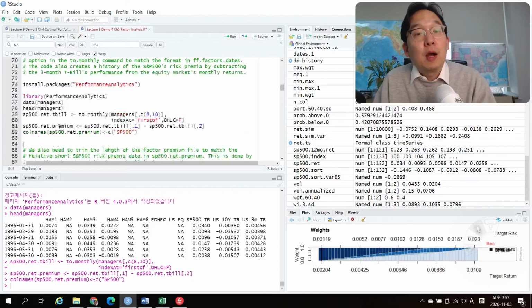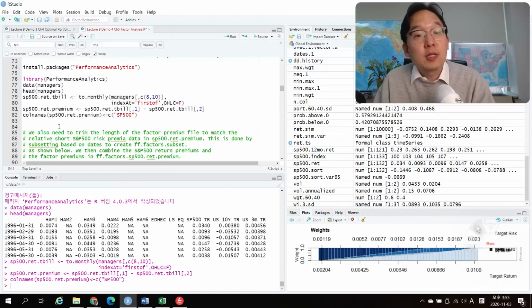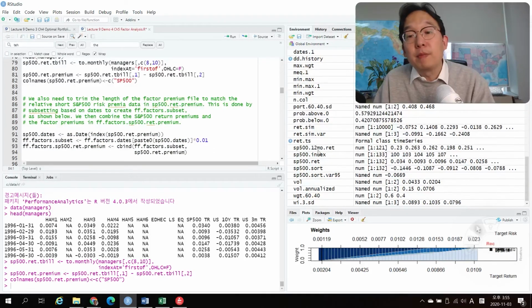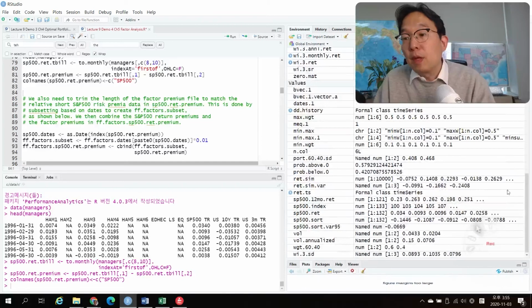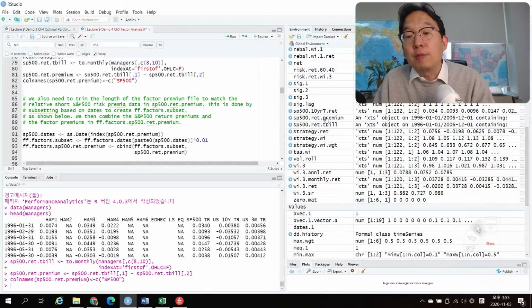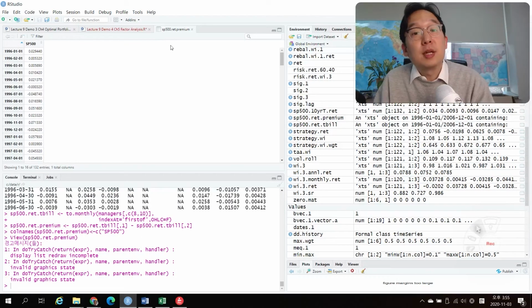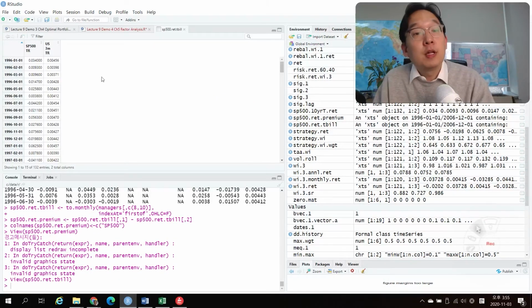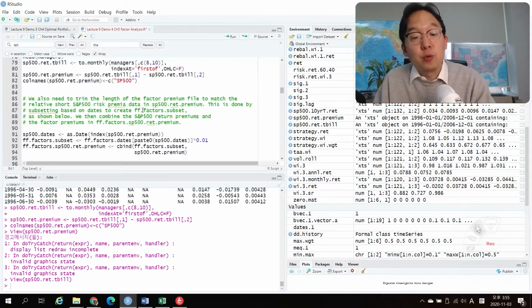Now, yes, column names, right? S&P 500 return premium. Yes, S&P 500 return premiums. Yes, S&P 500 return premium. Yes, that's this guy, right? And then T-bill. You see S&P 500 returns and 3 months T-bills. So we have to subtract it out to get the long-short portfolio.